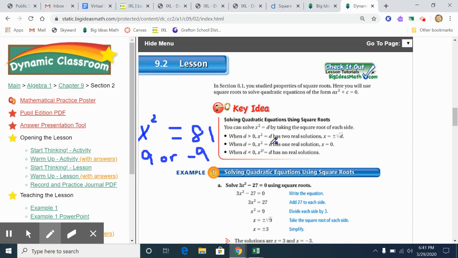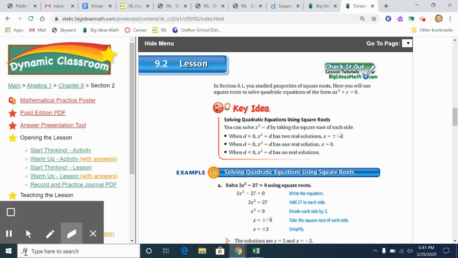It's saying here, in the second bullet point, that when d is equal to 0, so it's like x squared equals 0, well, there's only one answer. 0, there's no negative 0. It doesn't make sense, right? But then when d is less than 0, in the third bullet point, there's no solution.